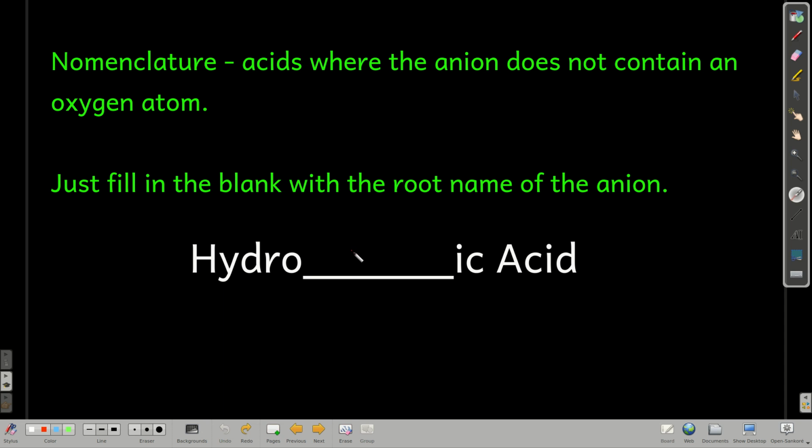So if a compound is an acid and the anion, that is everything after the first 1, 2, or 3 hydrogens, H, H2, or H3, does not contain an oxygen, it's always going to look exactly like this. Hydro, then there's going to be something in here, then IC, then acid. What goes in the blank is just the root name of whatever the anion is.